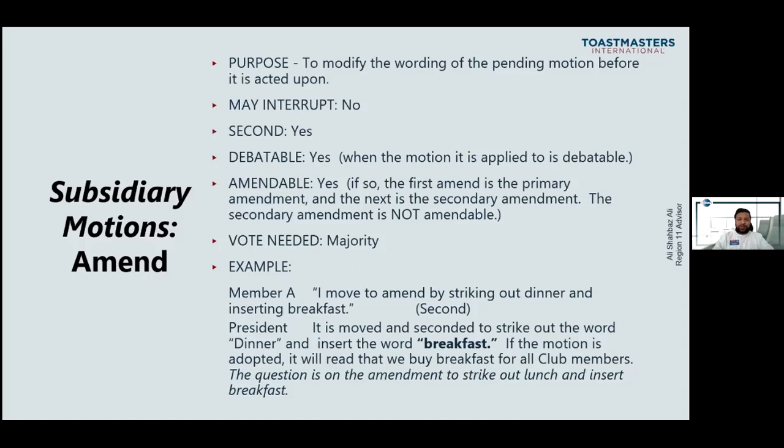So here is amend. Can anybody tell me in the chat, why do we even need amend? Because the time is short, you can keep typing. I'll come back to it. Or I can pick 1 or 2 answers. Anybody, why do we need amend? Yeah, you could write it in the chat, DTM Claire.